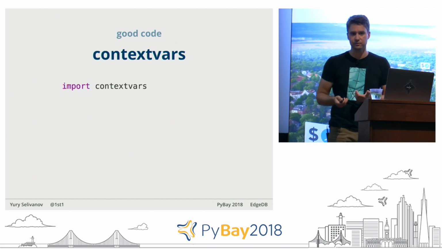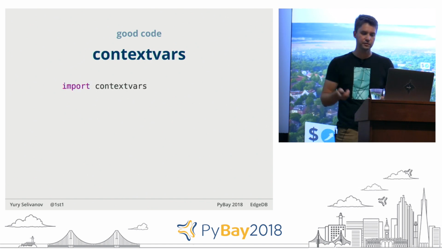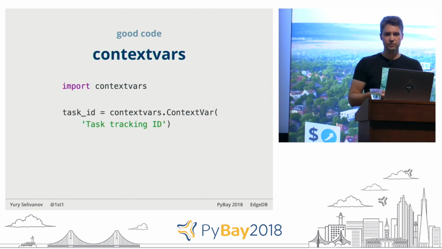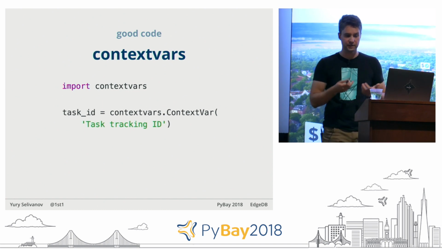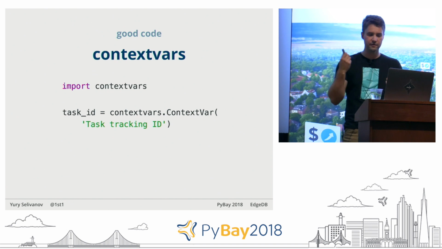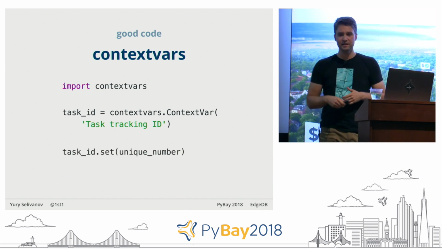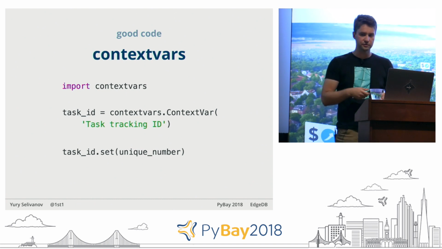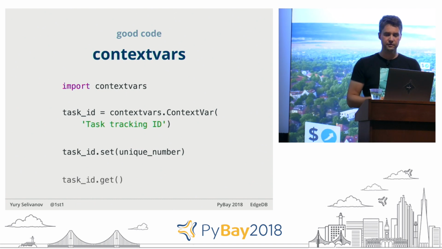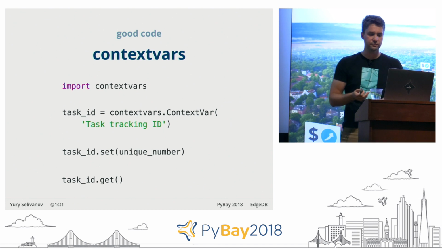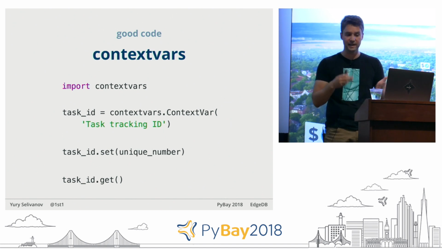So to create or to interact with context variables, you first need to import the module, and then you have to declare your context variable programmatically, basically by calling some API function and giving your variable a name. To assign a value to a context variable, you use the set method on that variable, and to read the current value for a context variable, you use the get method.